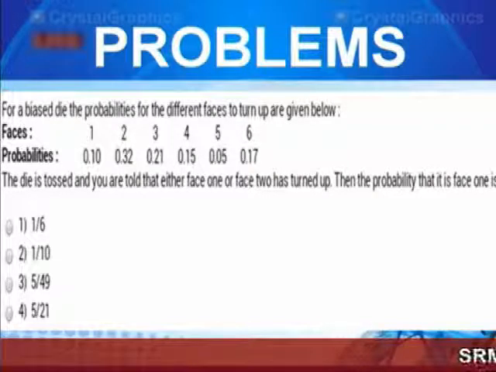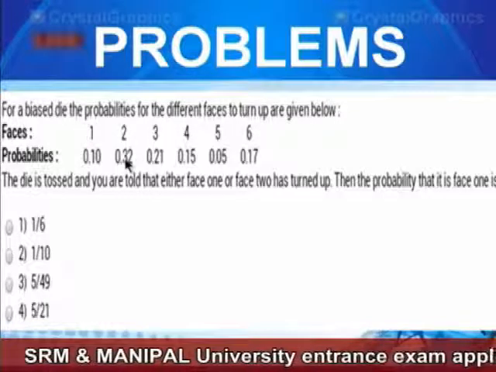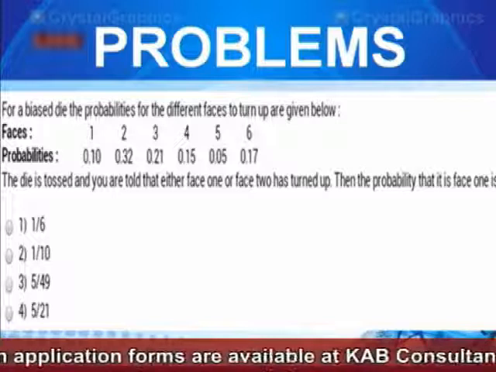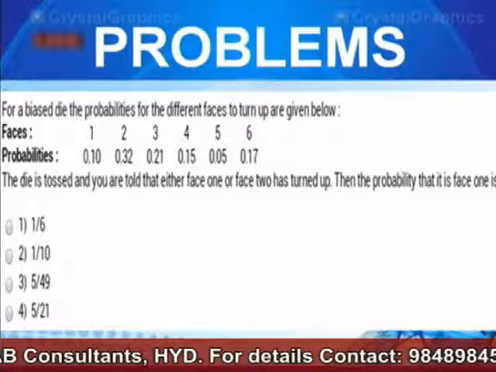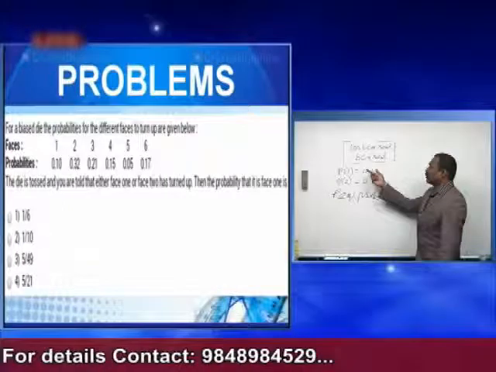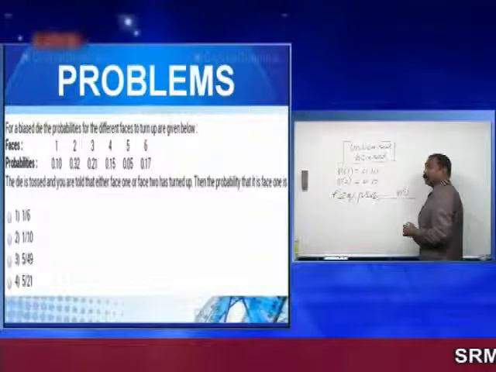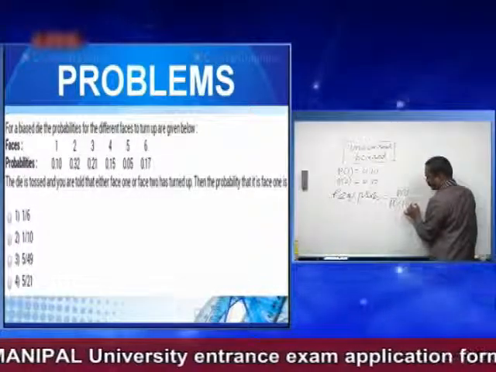So the required probability in this case can be simply taken, of course, using Bayes theorem only, but it is common sense that you can also understand: the required probability is nothing but getting face 1 upon, because it is already given that either 1 or 2 turns up.